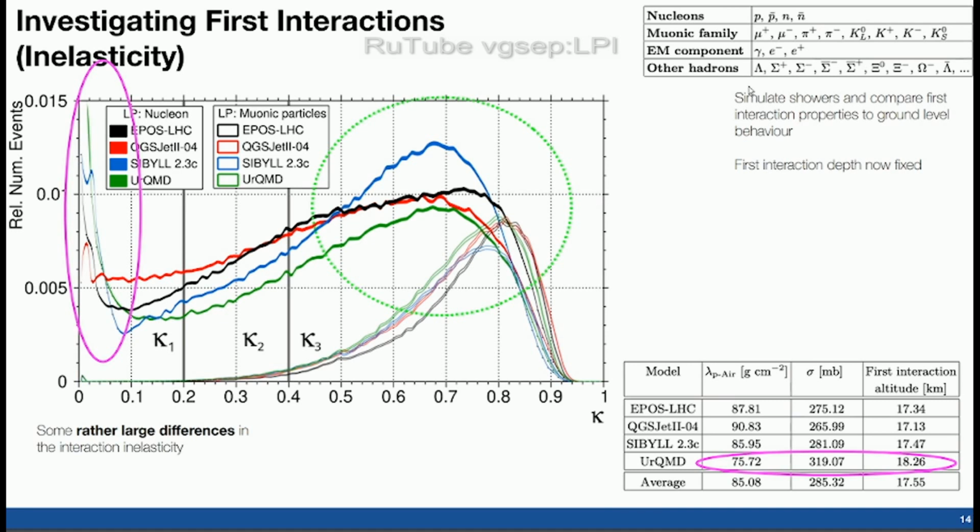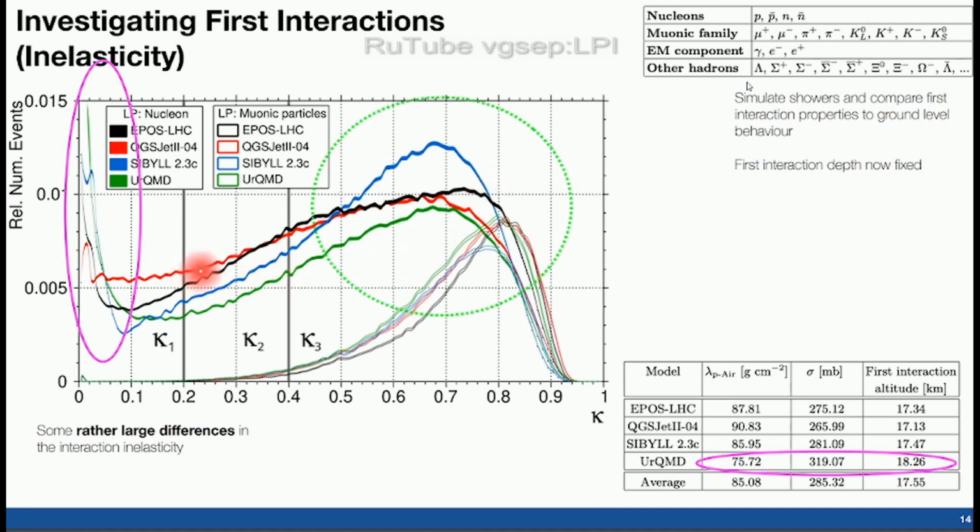Okay, thanks, Alan. So probably the most important of these that I'll talk about is the inelasticity. If you look at the inelasticity distribution, apologies, I forgot to write that this is 100 GeV, between the models, for nucleon-led and pion-led shower interactions, you can see some pretty significant differences between the different models.